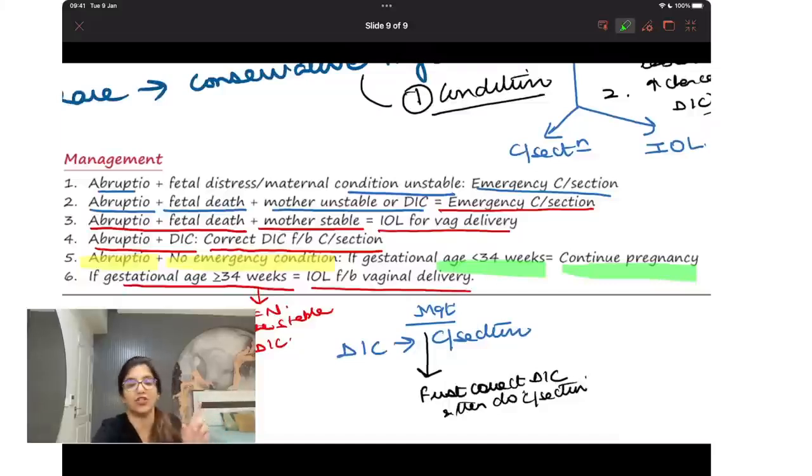So there is only one condition when you do expectant management in abruptio, that is if the gestational age is less than 34 weeks, mother is stable, fetus is stable, right? And there is no DIC, then you are going to continue her pregnancy and go for conservative management. Otherwise, always in abruptio, you have to go for active management. Active management could be cesarean section, it could be vaginal delivery, depending upon the situation.